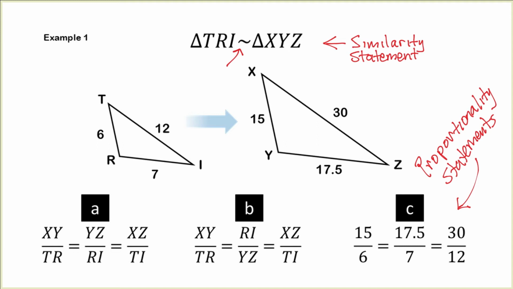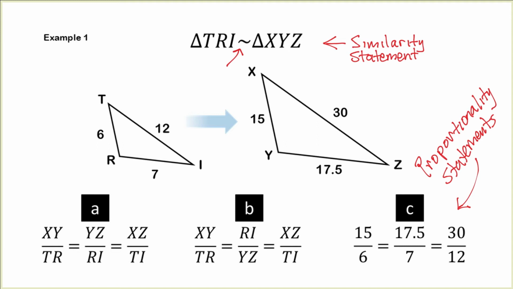When we are looking at proportionality statements A, B, and C, our job on this problem is to pick the one that is written incorrectly. We also want to find out what the scale factor is for these 2 similar triangles. When I look at proportionality statement A, I need to be sure that we're writing fractions that have the image on top and the pre-image on the bottom.